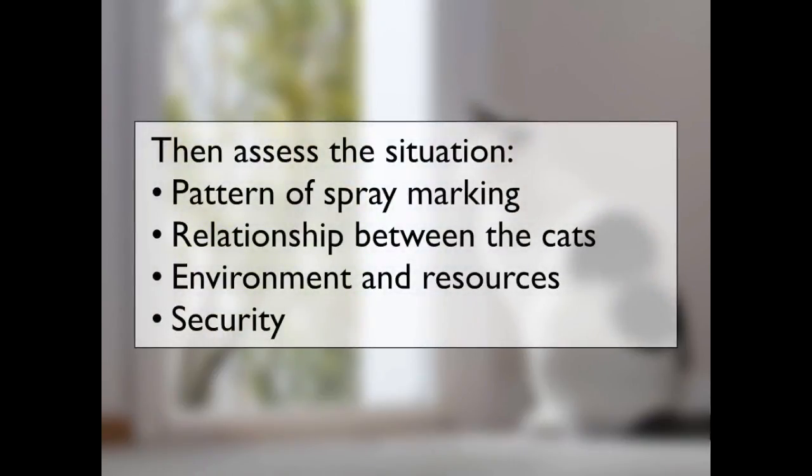Then once we've ruled out those problems, we need to think about the specific situation, and we need to look at the pattern of spray marking, the relationship between the cats, the kind of environment the cats are living in, the resources that are available to them, and then the security of the home environment.